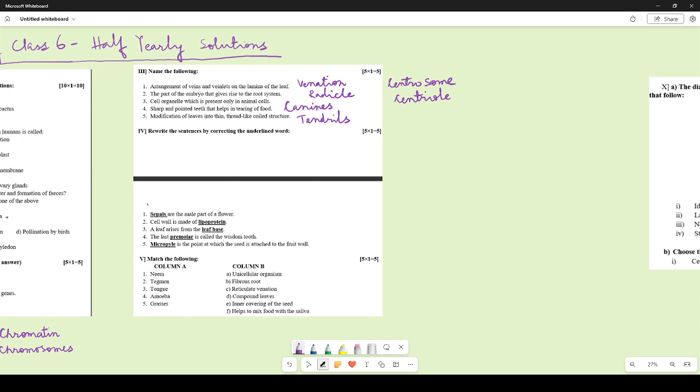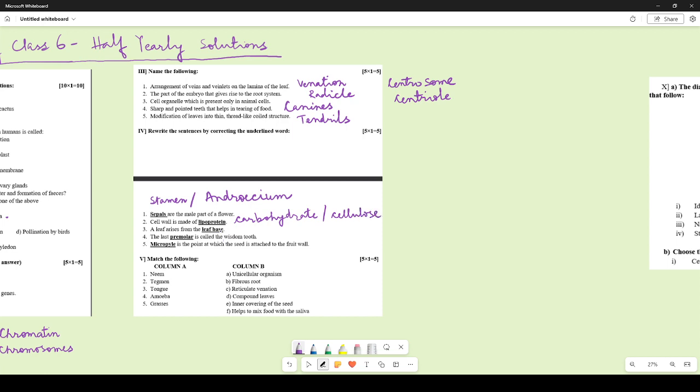Sepals are the male part of a flower. It would be stamen, or you can write androecium. The spelling must be right. The cell wall is made up of lipoprotein. You could write carbohydrate, or even if you have written cellulose, I have given you marks. For both of them, the marks are given.